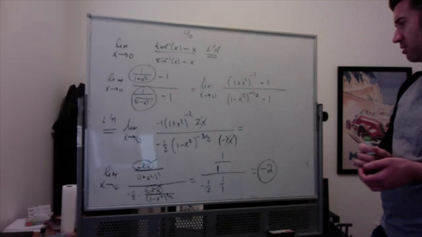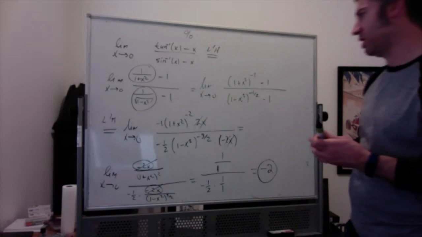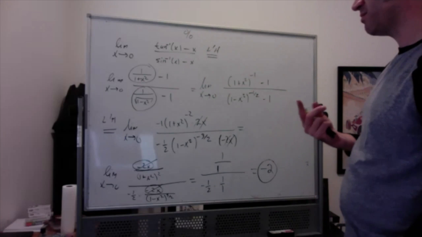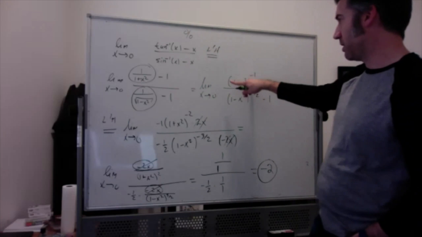I got a positive 2. Did I miss a negative? So did I make a mistake? Let me double check here. I feel like I'm supposed to be getting a negative, so let's check my derivative.